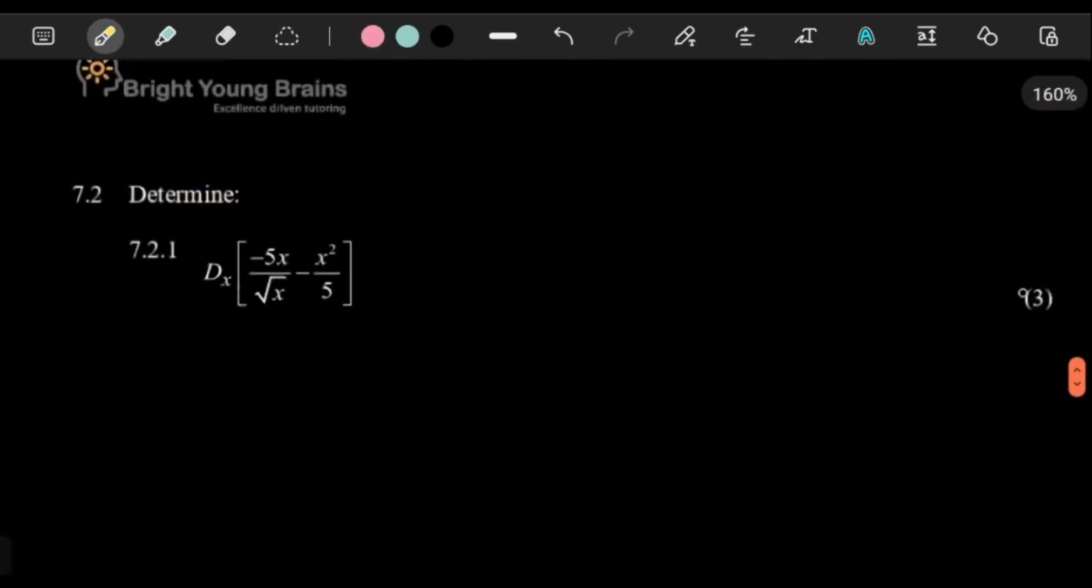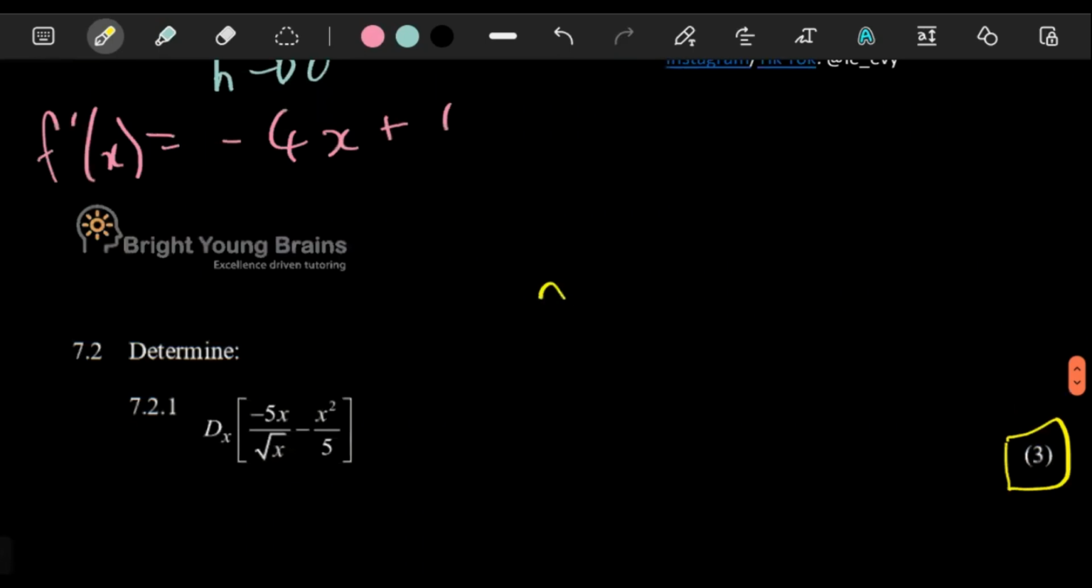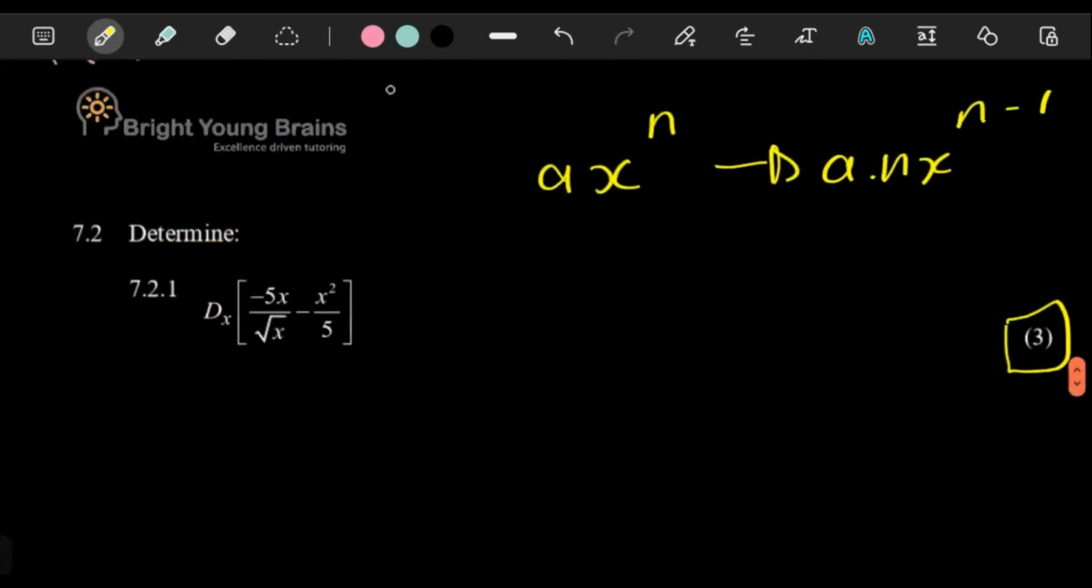Same idea. So for these 3 marks, you want to make sure that you simplify your expression until each term has a coefficient, a base, and an exponent. As long as you have this, you can always differentiate it, because it's going to be the exponent times the base, and then removing 1 from the exponent. So with that being said, let's differentiate this equation.